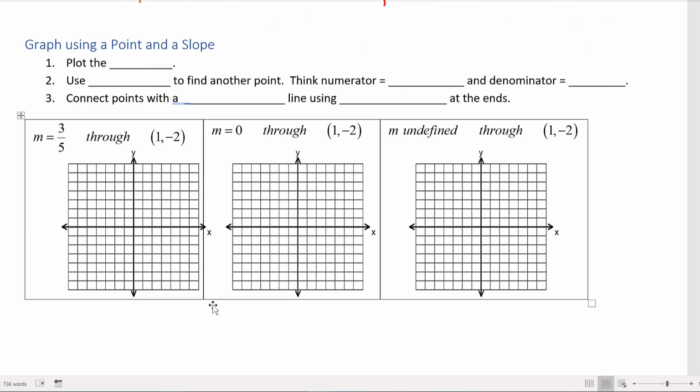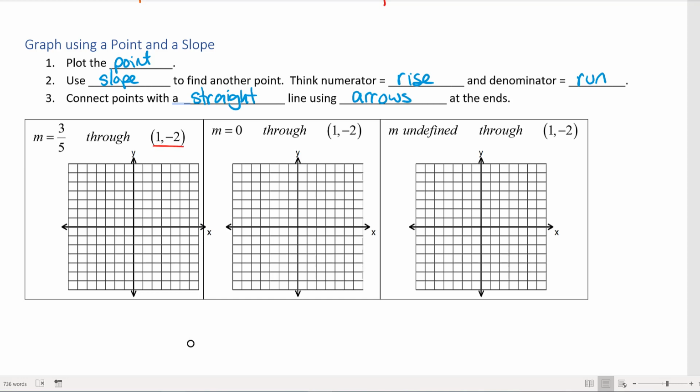Next, we're going to use a point and a slope, and we would like to get a graph. So the order in which you're going to do that is I want you to plot the point and then use the slope to get another point. Think the numerator is your rise and the denominator is your run. Okay? Then I want you to connect your point with a straight line using arrows on either end. So we have m equals 3/5 through the point 1 comma negative 2.